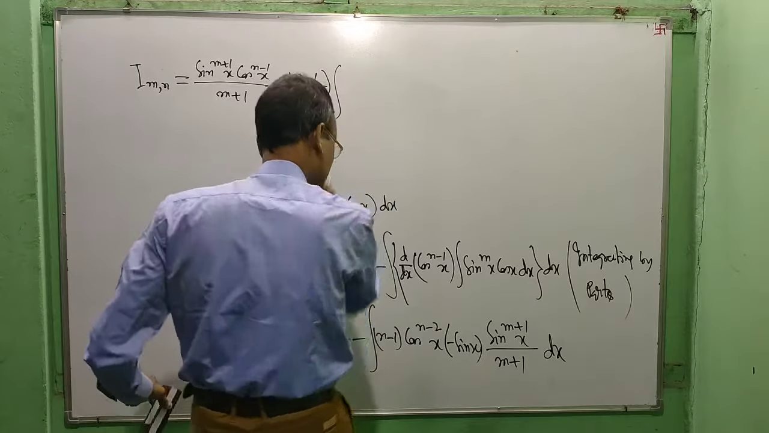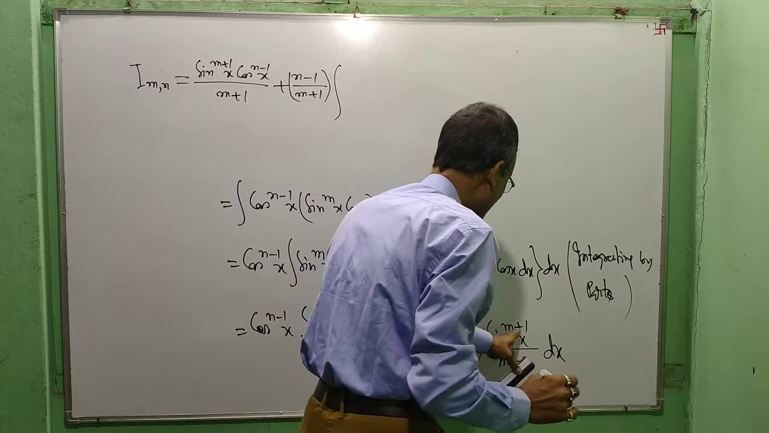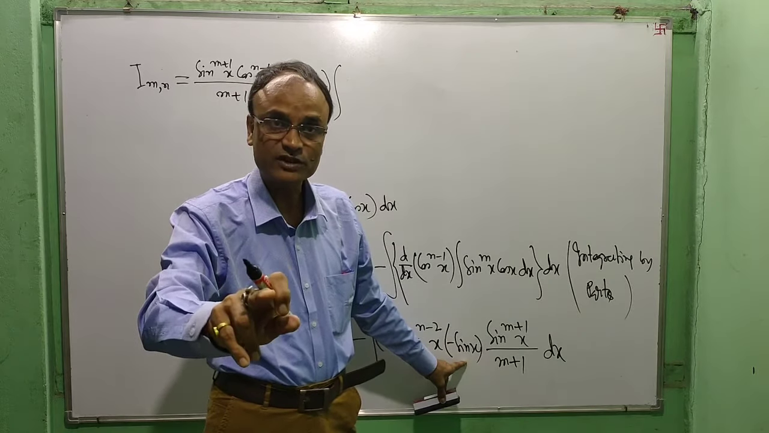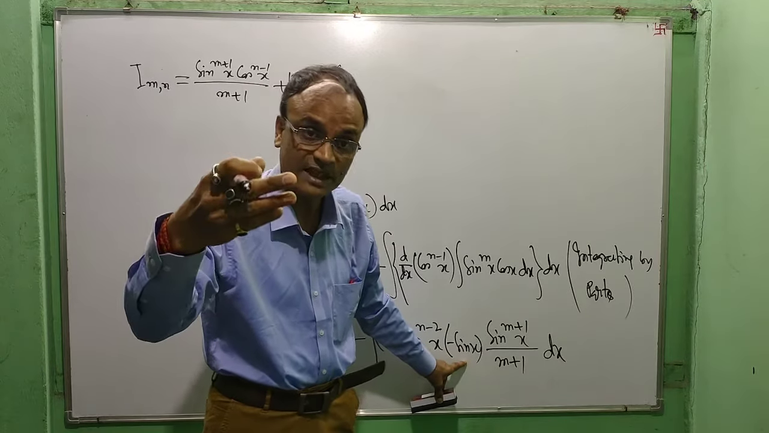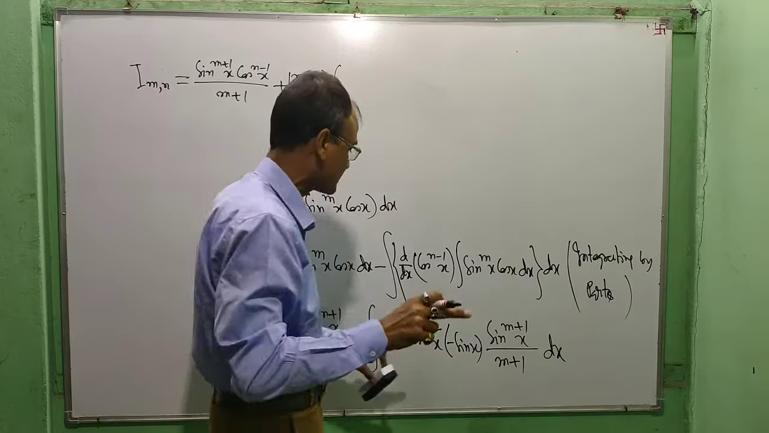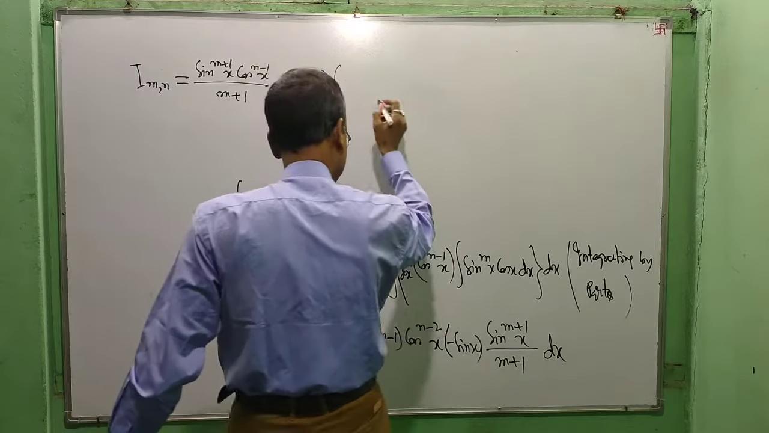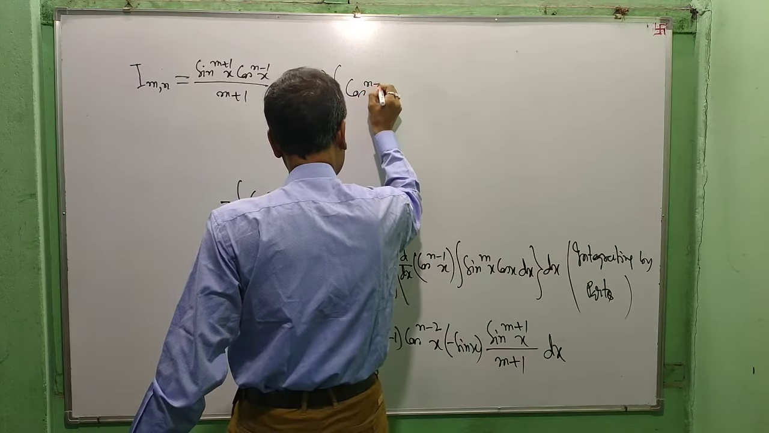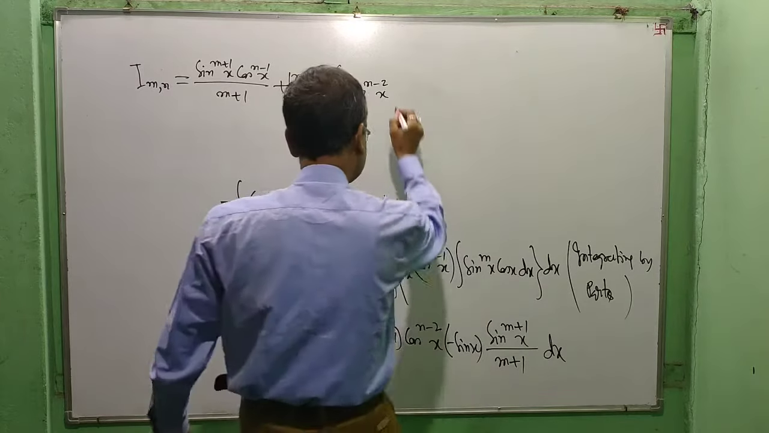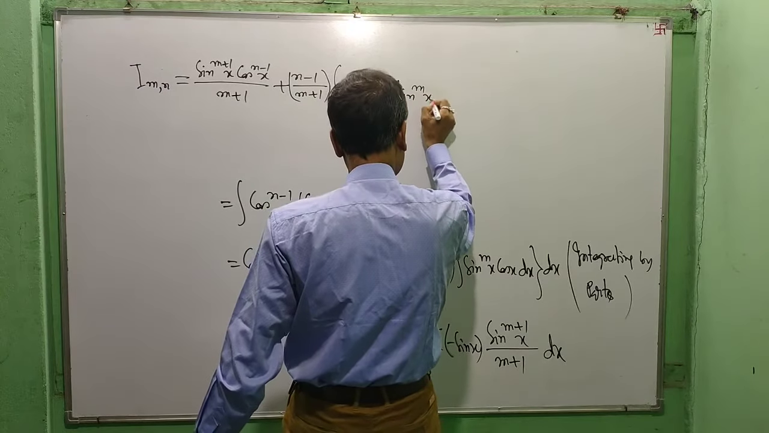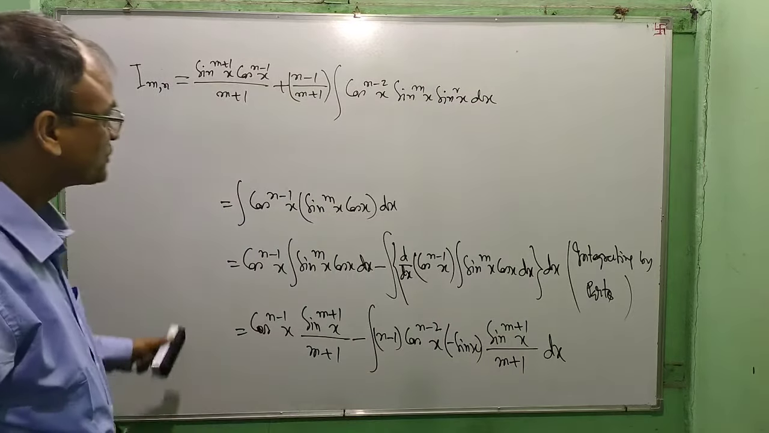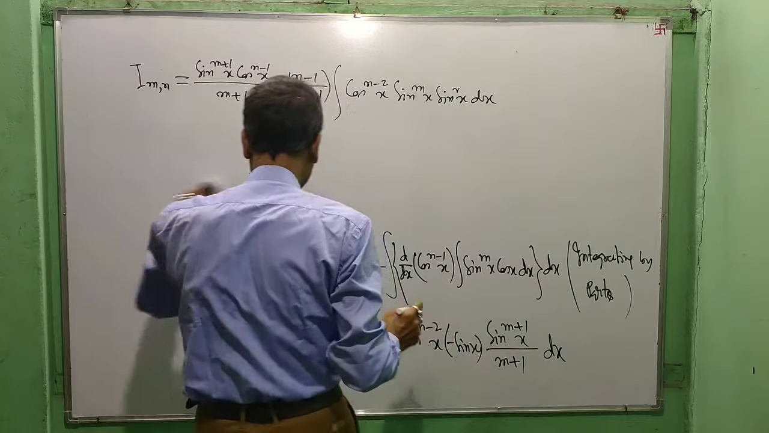What is this? Integration of sin to the power m plus 1 x into sin x. Sin to the power m plus 1 x into sin x will be equal to sin to the power m plus 2 x, which can be written as sin to the power m x into sin square x, into cos to the power n minus 2 x. You may write in this way.